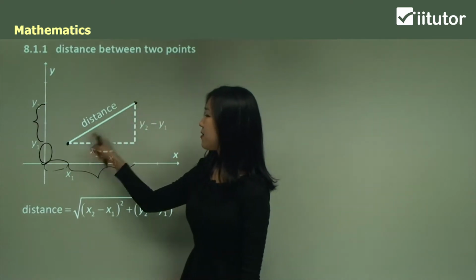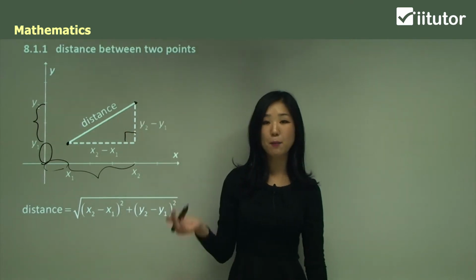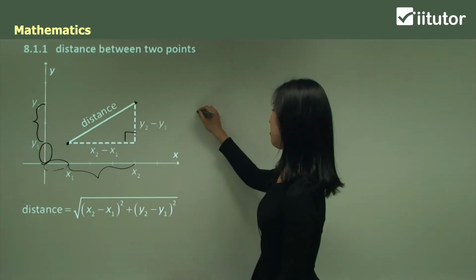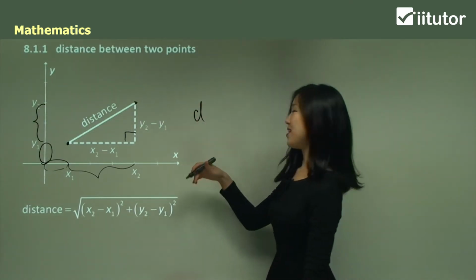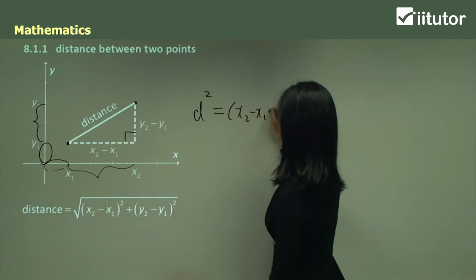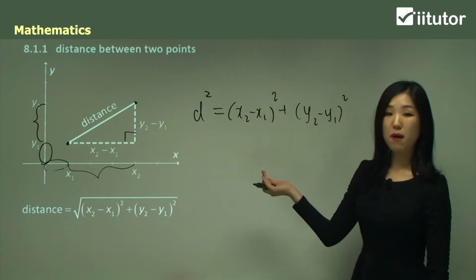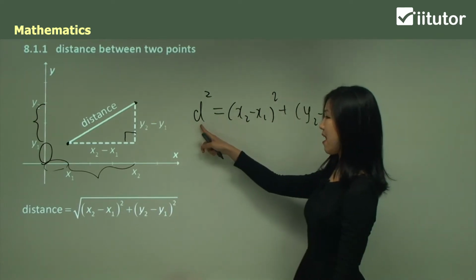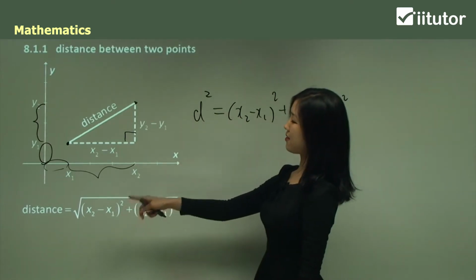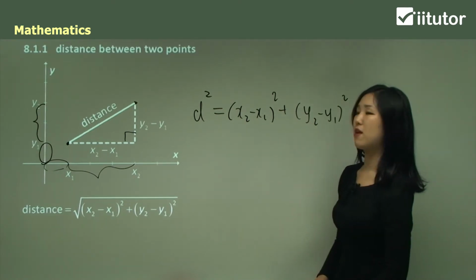And now, because we're looking for the distance, if you have a look at that right angle triangle, the distance is basically the hypotenuse. So using our Pythagoras theorem, I'll call distance d. The hypotenuse squared, which is d squared, will be x2 minus x1 squared plus y2 minus y1 squared, just using the Pythagoras theorem. And then to get distance, I simply need to square root everything, which is here, the distance formula. So distance is the square root of x2 minus x1 squared plus y2 minus y1 squared.